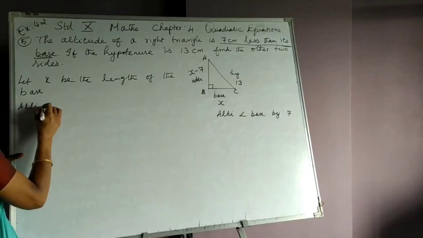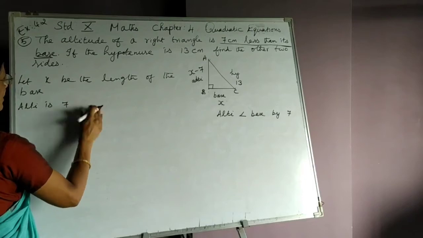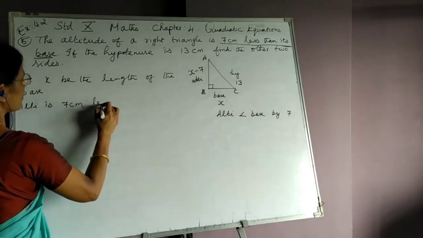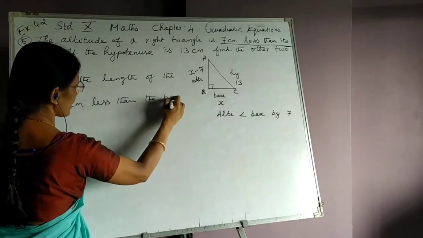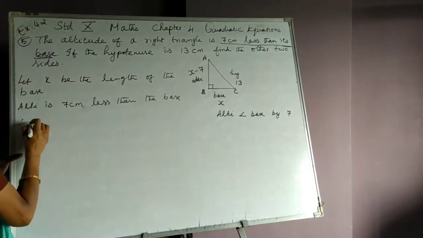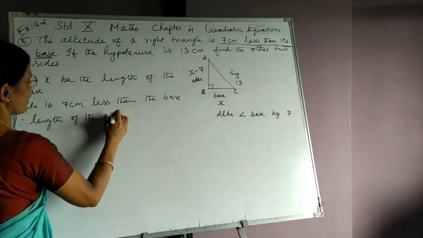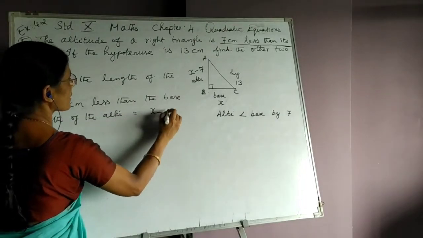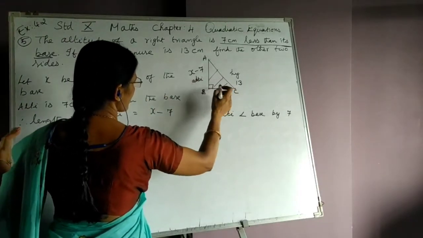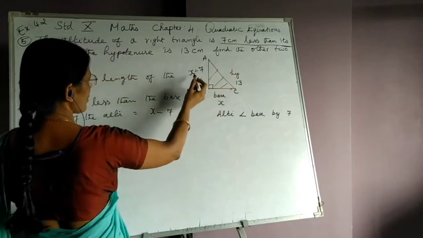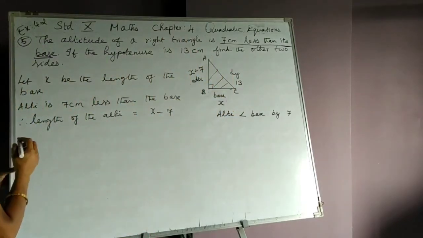So let x be the length of the base. Altitude is 7 centimeter less than the base. Therefore, length of the altitude is x minus 7. It is a right angle triangle and we know all the three sides in terms of one variable only.